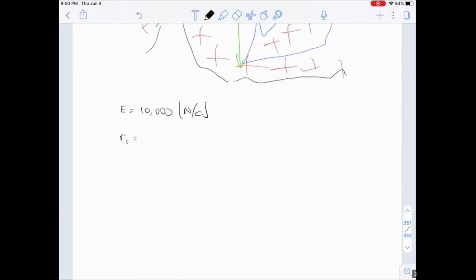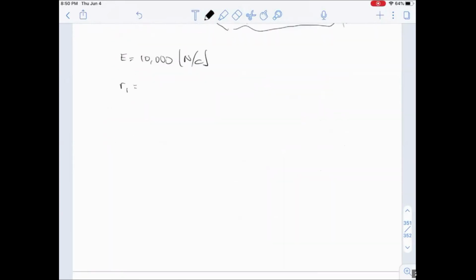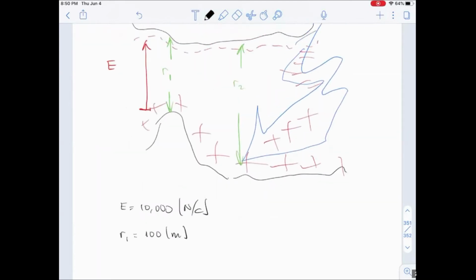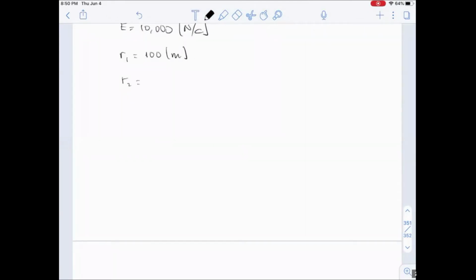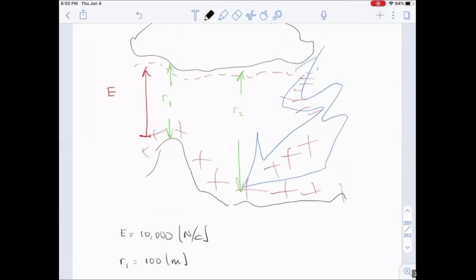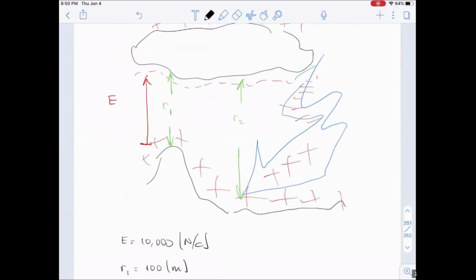R1 is going to be a single football field in length. This is about 100 yards, 100 meters, give or take. R2 is going to be 10 times that, so I'm going to make this 1,000 meters. I'm interested in the voltage or potential difference between these two points, and between these two regions. That's what we're going to focus on.